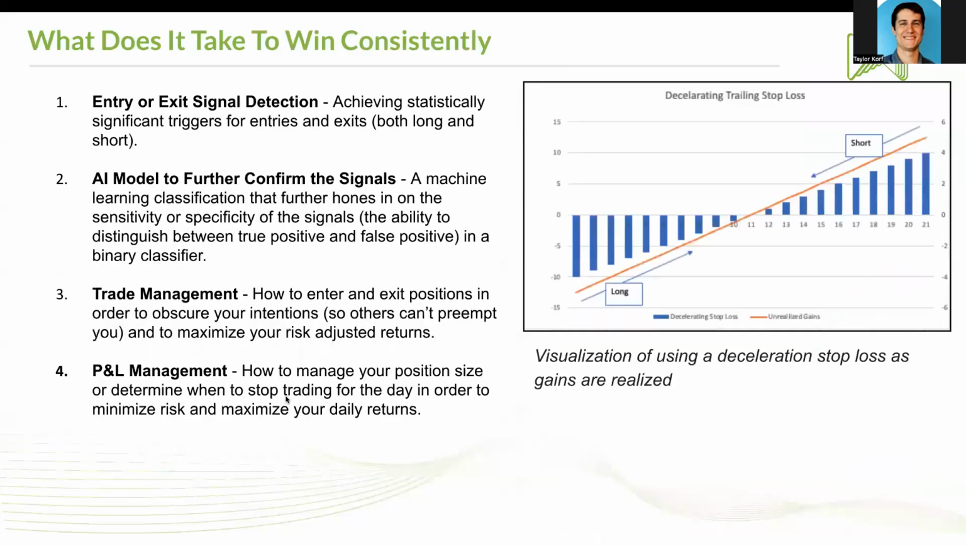Next slide. So back to errors for this slide, and then let me talk about some of the things that I mentioned before. The entry and exit signal detection, the AI model will further confirm the signal, the trade management, and the PnL management. So I'll give you an example.